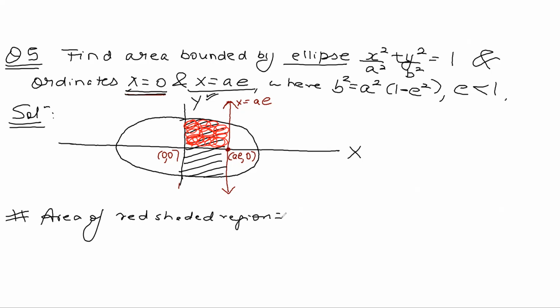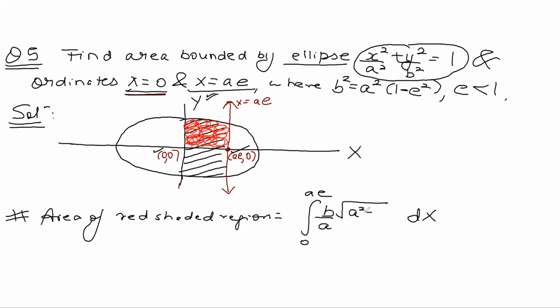Area of the red shaded region is, we are integrating with respect to x. So x is going from 0 to ae. With respect to x, we are integrating. So guys, this equation, if you write in terms of x, how will it look like? b by a into under root a square minus x square. Correct? This equation, if you write in terms of x, it looks like this. Now guys, b by a as a constant comes out into integral a square minus x square as x goes from 0 to ae.